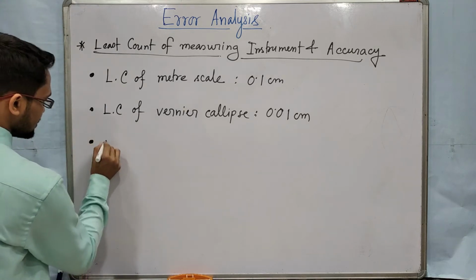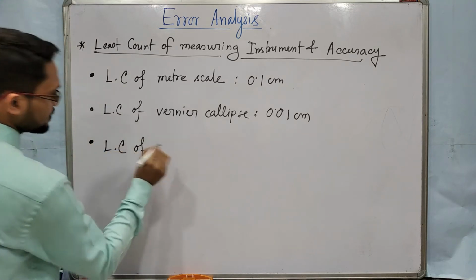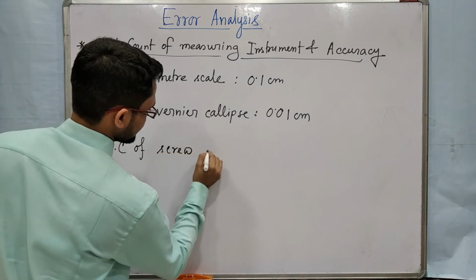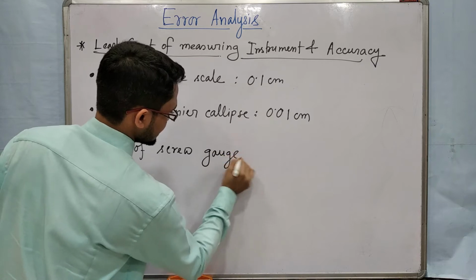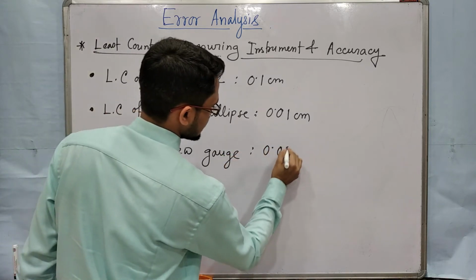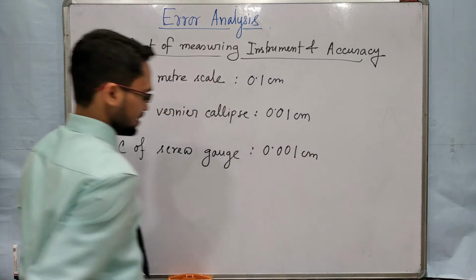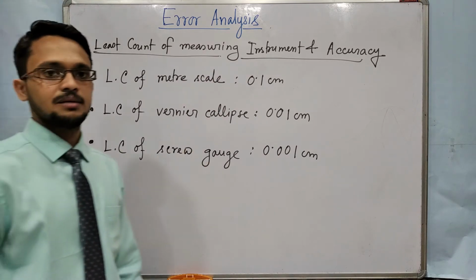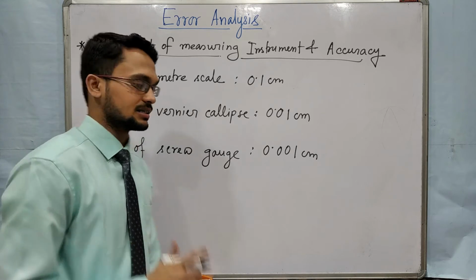And third one, least count of screw gauge. This thing you have already read. Screw gauge. Its least count is 0.001 centimeter. And what is the formula for least count of this screw gauge? It is pitch by number of divisions on circular scale.